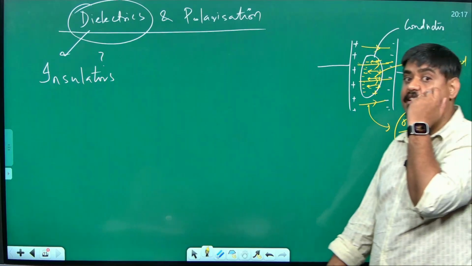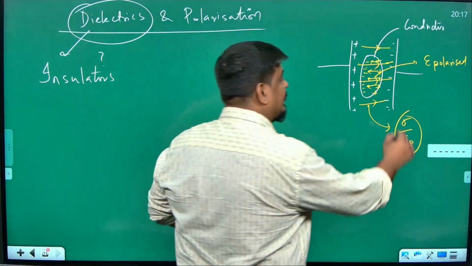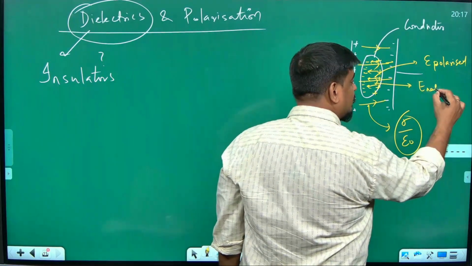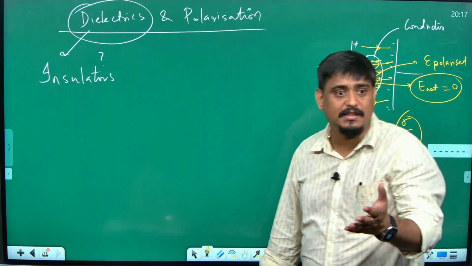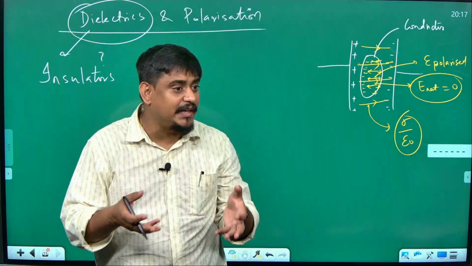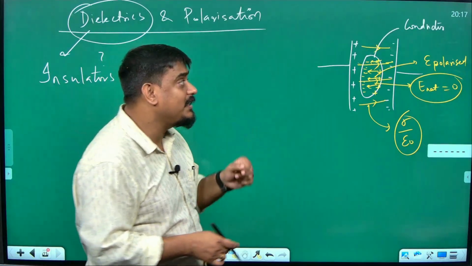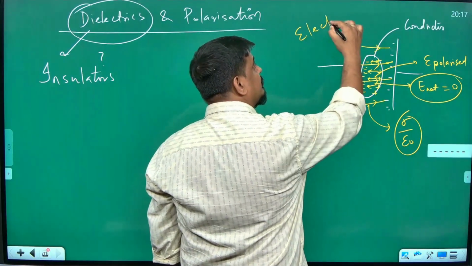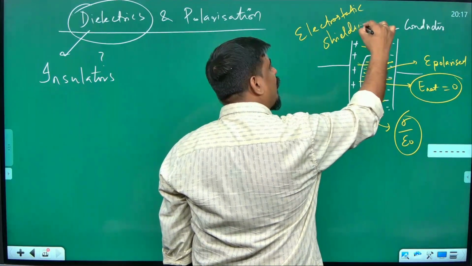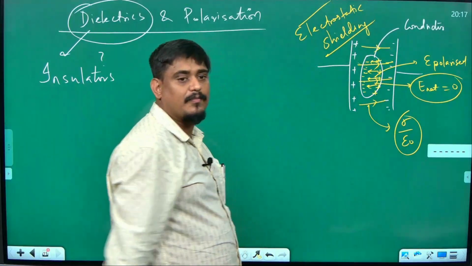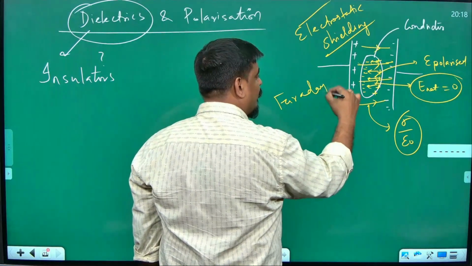Now this polarized electric field will cancel the applied electric field, and inside the conductor the net electric field will become 0. It means if you have a conductor placed inside the electric field, there will be no electric field inside the conductor. This property is called electrostatic shielding, also called Faraday's cage. These kinds of heavy words, if you hear, don't get confused. It is this thing whatever I am teaching now. Faraday's cage.